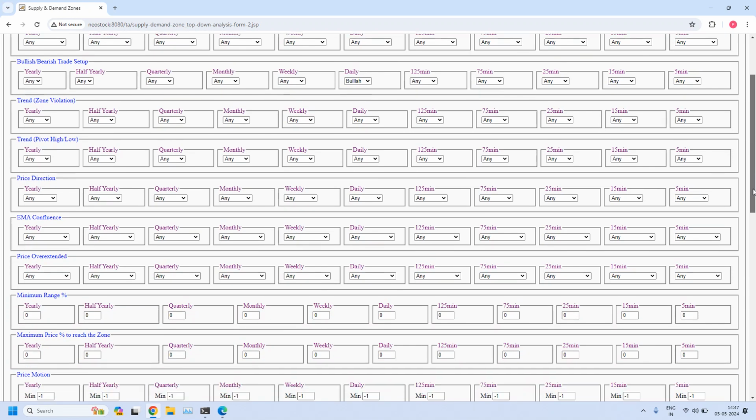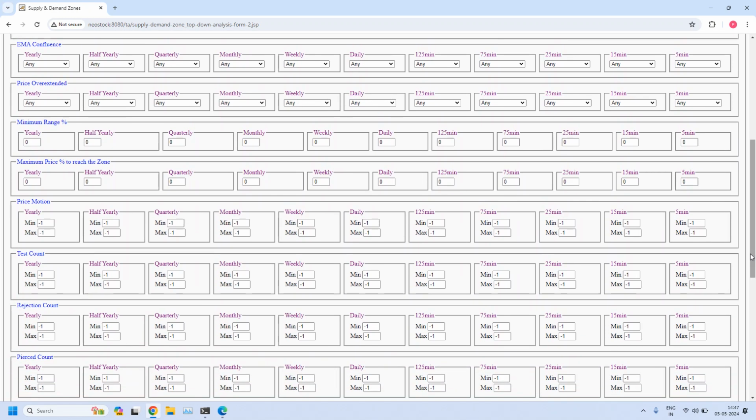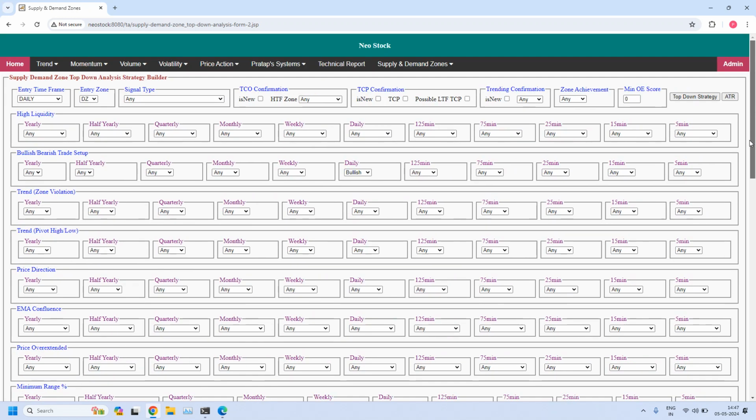So here we have a parameter called pierced count. Look into the last parameter in this space, pierced count. So in daily time frame, I have to indicate my minimum value is 0 and the maximum value is 0, which indicates the pierced count is 0. Pierced count 0 means the zone is not yet pierced.